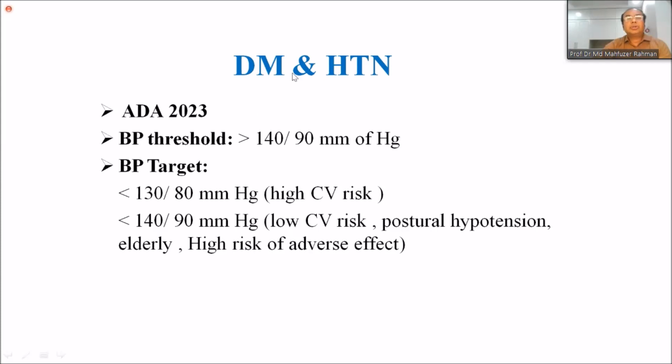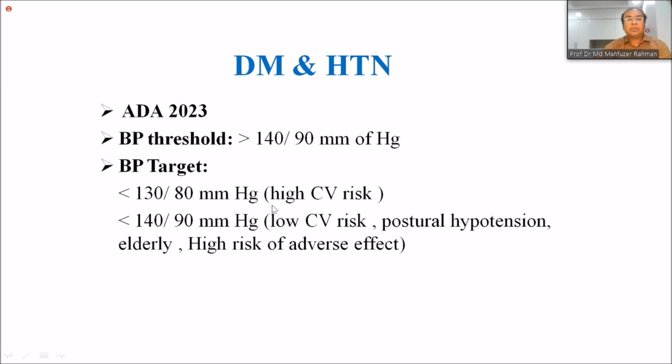And in certain conditions, whenever the patient has hypertension and diabetes mellitus, according to ADA 2023, the blood pressure threshold is 140/90 millimeters of mercury, and in high cardiovascular risk patients our target is blood pressure less than 130/80 millimeters of mercury. In low cardiovascular risk patients, or patients having postural hypotension, or high risk of adverse effects, in that case the BP target is less than 140/90. This is very important because most diabetic patients have hypertension. So we should remember the target blood pressure.